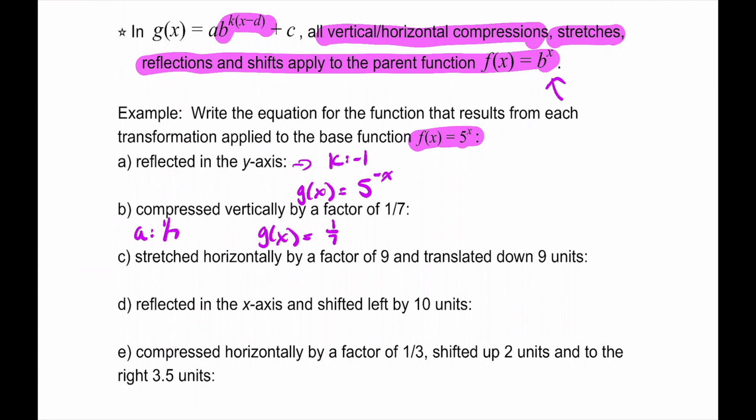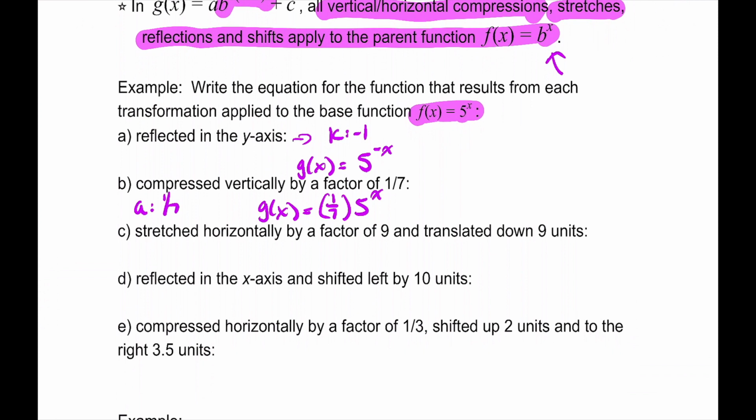And this is the tricky part. In this case, I'll put 1/7 around the bracket to the power of 5 to the power x. All right, so that's how we can see this a value is sitting outside the power there.